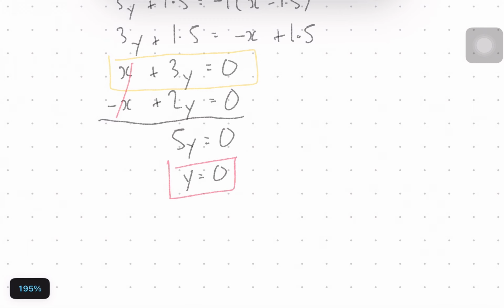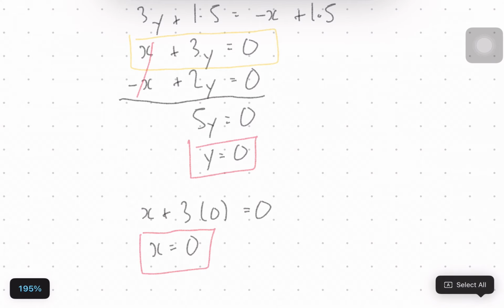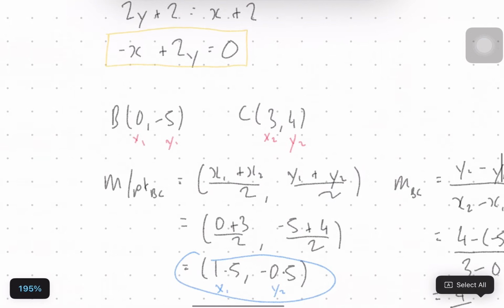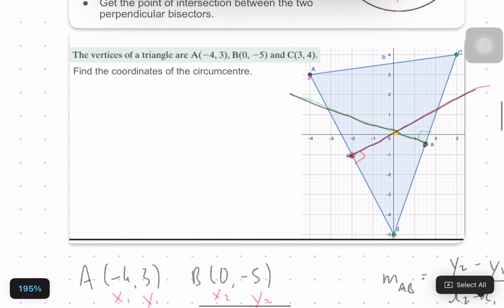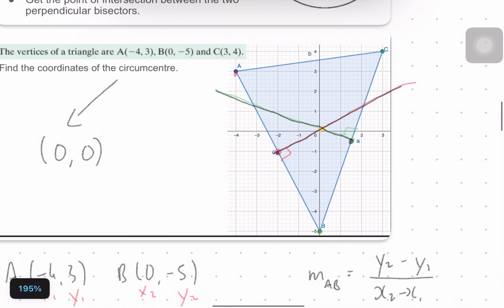To solve for x then, just sub it into either equation. I'll sub it into the x plus 3y. X plus 3 times 0 equals 0. 3 times 0 is 0. So again, I just get x equals 0. So the point is 0, 0. So find the coordinates of the circumcenter. It is 0, 0.